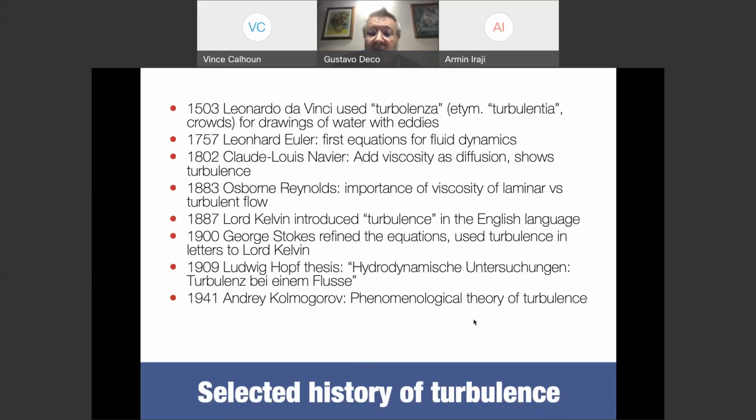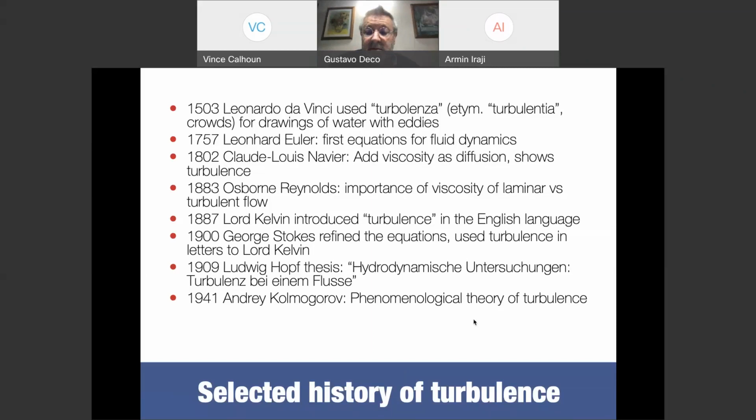And therefore, he proposed a theory that he called a phenomenological theory of turbulence. I think phenomenological is a bad name in this context. I would have called it a statistical theory of turbulence. But the key idea is that instead of trying to explain everything microscopically, ab initio, he tried to offer a mesoscopic, macroscopic statistical explanation.